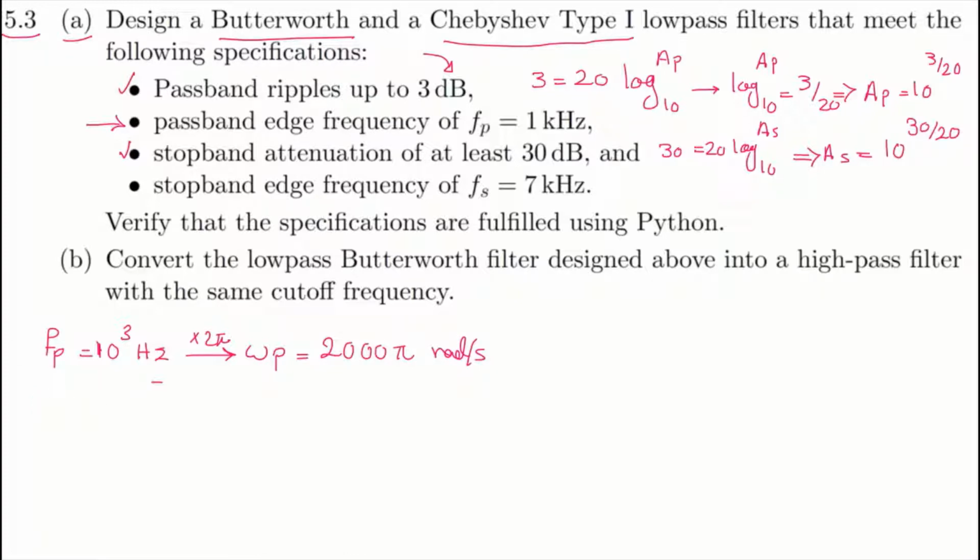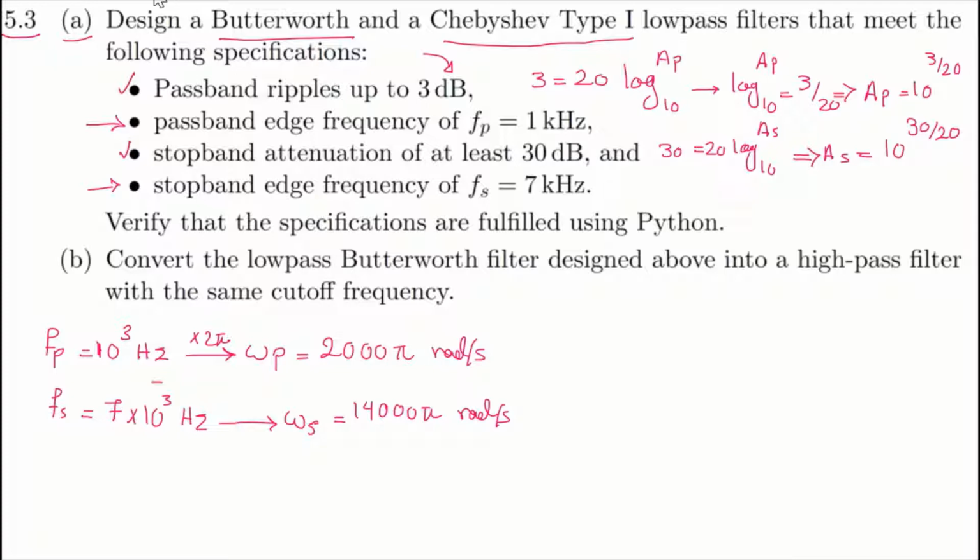I can do the same for the stop band edge frequency. We denote that by Fs equals 7 times 10 to the power of 3 hertz. Converting to angular frequency, omega s equals 2 pi times Fs, which would be 14,000 pi radian per second. All right.